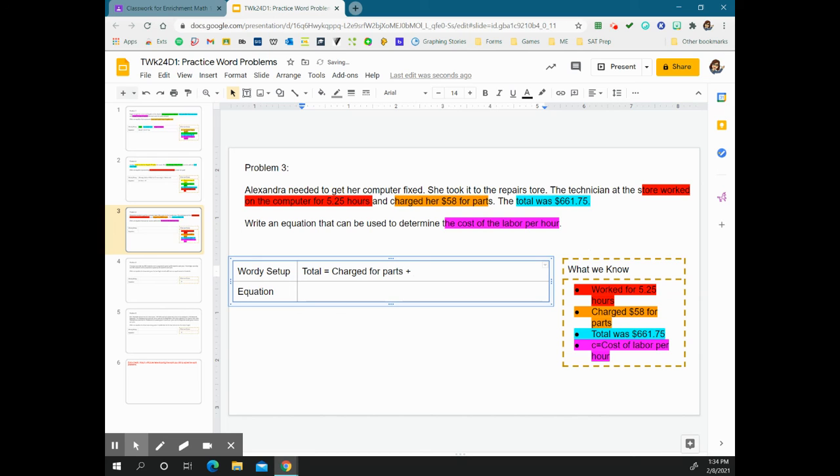So if we write this out, it's going to be total equals what she was charged for parts plus worked per hours. Okay. And when we put this with the numbers, we get 661.75 equals charge for parts plus the 5.25 hours times however much each hour cost.